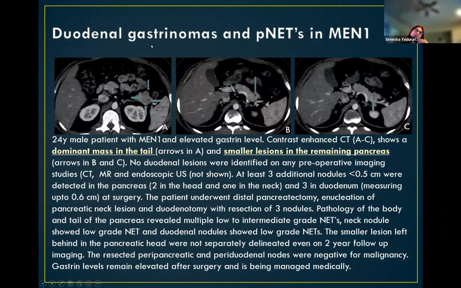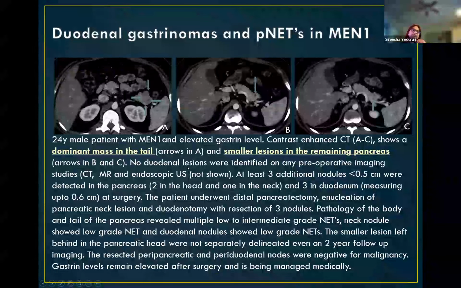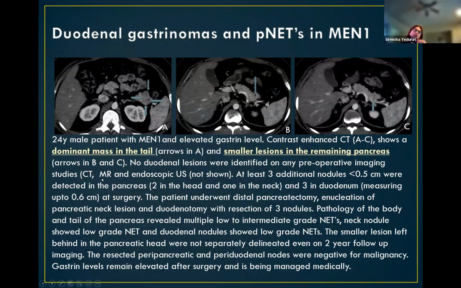So this is another patient, duodenal gastrinomas. It's a 24-year-old male patient who also had pancreatic neuroendocrine tumors and duodenal gastrinomas, with a clinically elevated gastrin level. You see a dominant mass in the tail and then smaller lesions in the remaining pancreas. Since the patient has elevated gastrin levels, he was also worked up for duodenal tumors, and nothing was identified on preoperative imaging.